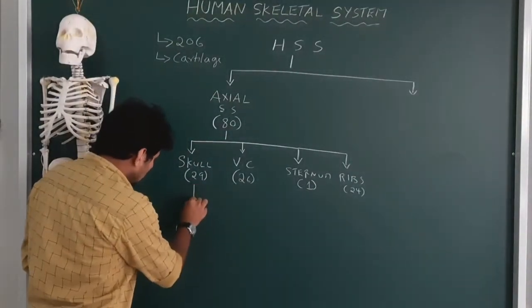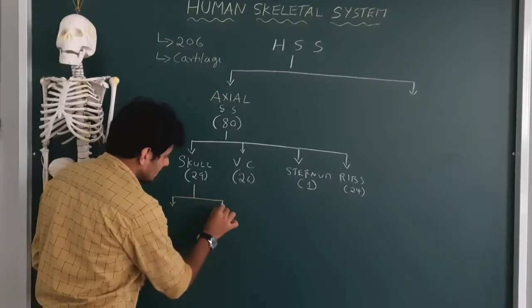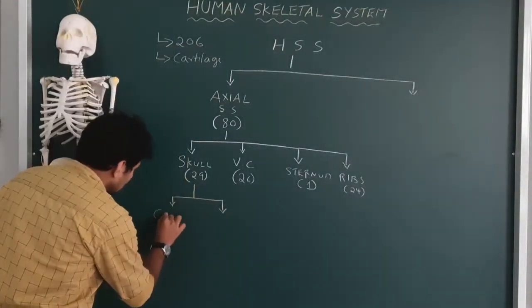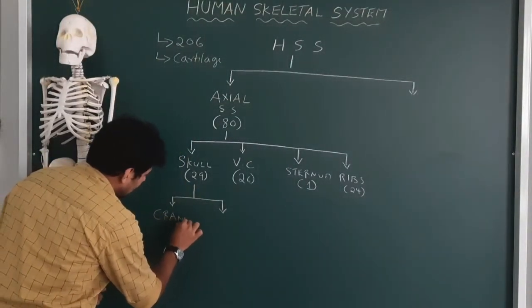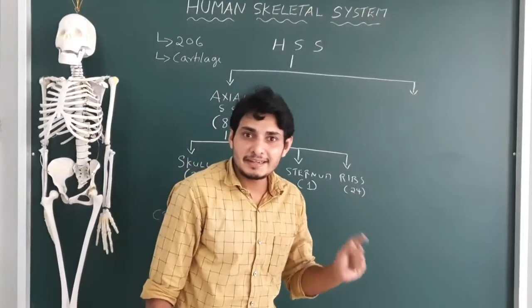Again, I can divide the skull into 2 types of components. So 2 components are possible within the skull. The one is the cranium. What is cranium? Cranium is the brain box which gives protection to your vital organ, that is the brain.